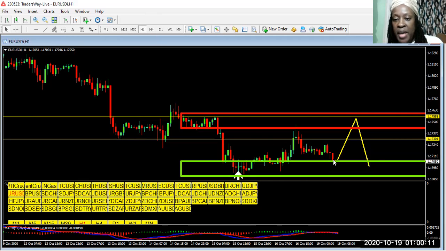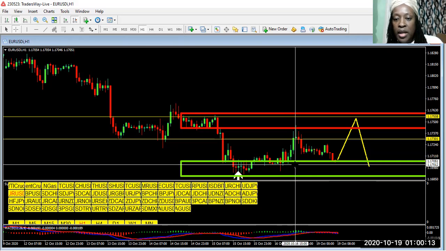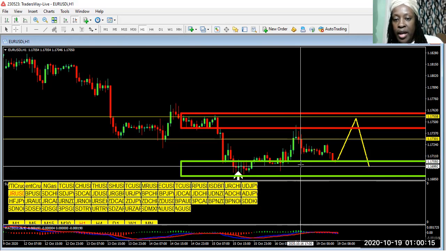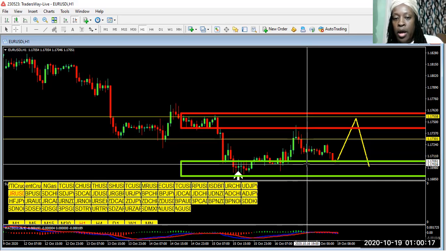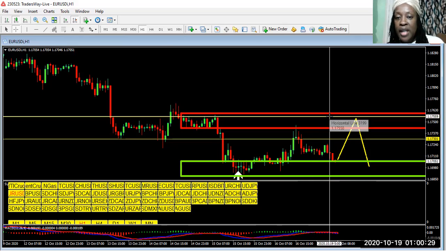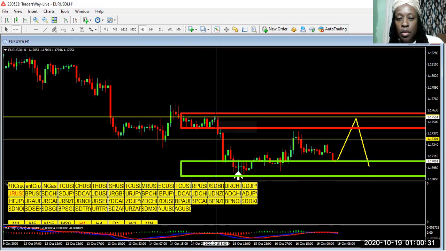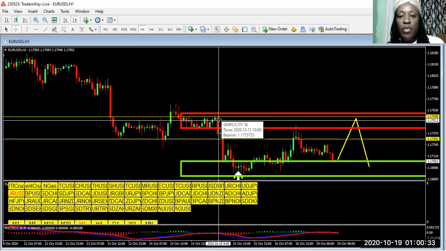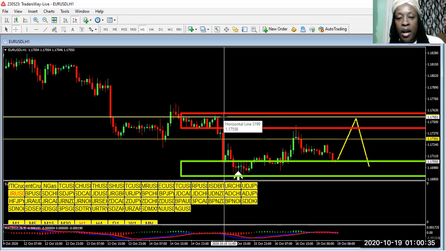I'm anticipating it to come down slightly into this area here, but because I'm going to put in a sell order, because I'm aligning my position with the daily, what I'm going to be looking for is price up in this area. So right here, where do I see a bearish engulfing candle? Right at this area here is where I'll put my pending order, and this will be a sell limit.